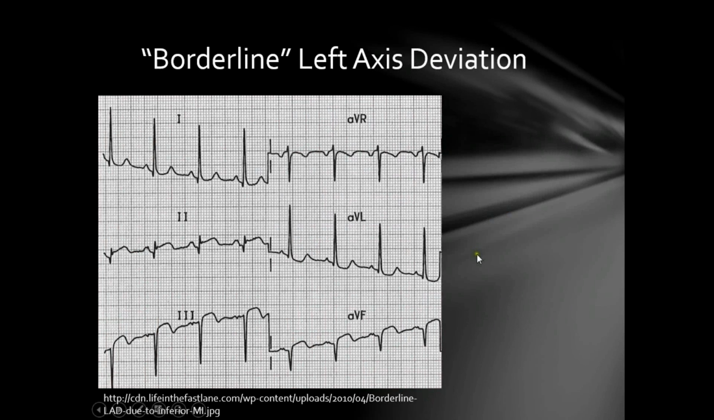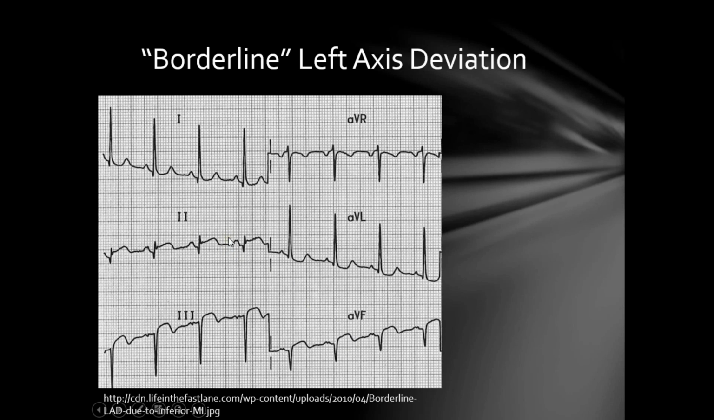And now we have an example of a left axis deviation. Again, first using the quadrant method, we can see that lead 1 is positive and AVF is negative, and lead 2 is kind of isoelectric. We said in the quadrant method that we need to have both leads 2 and AVF negative. So using the quadrant method, we can say this is a borderline left axis deviation.